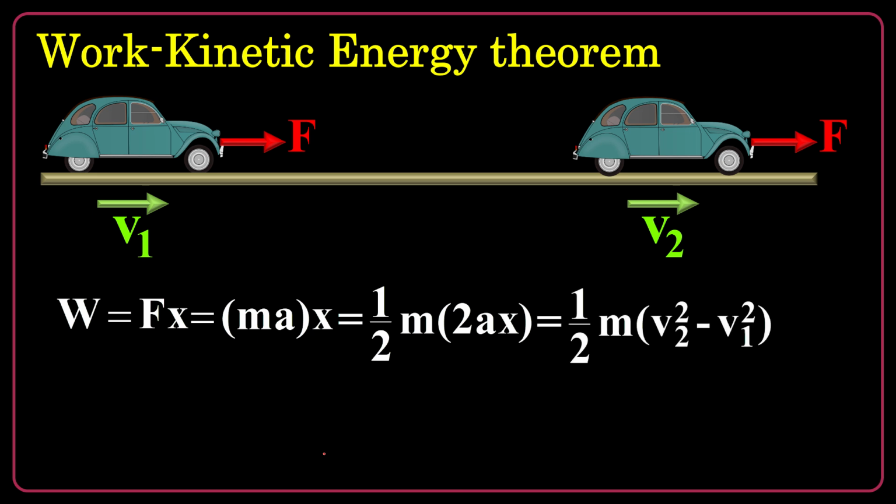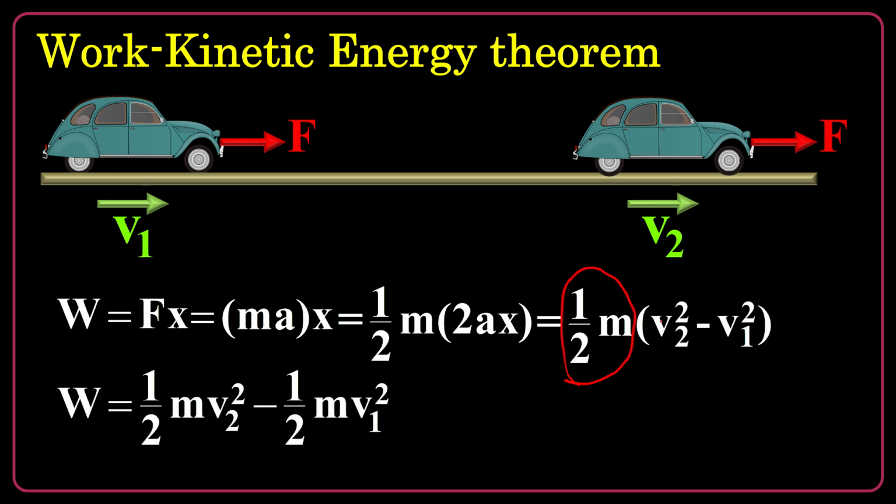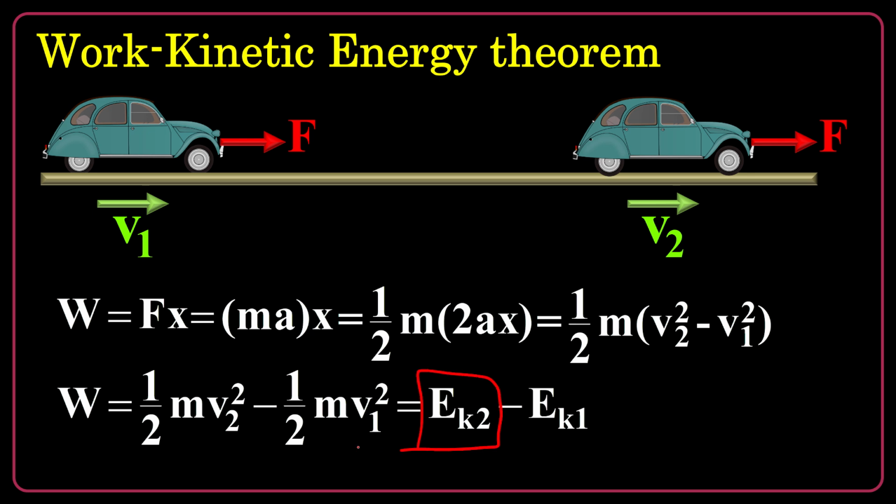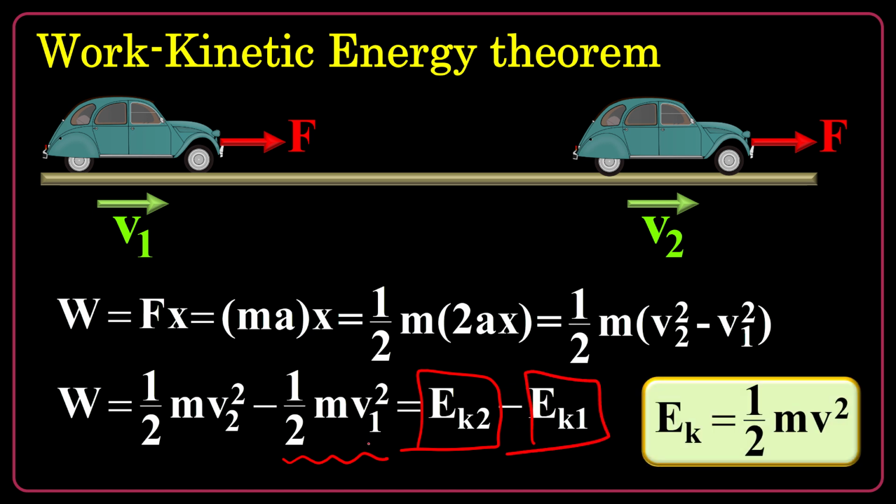Now I can separate them, and actually I distribute a half of m to the parentheses. Here I have a half of m v squared and a half of m v squared. It's a very interesting expression. Here you can define it as kinetic energy: a half of m v2 squared is the final kinetic energy, and a half of m v1 squared is the initial kinetic energy. So kinetic energy is defined as a half of m v squared.